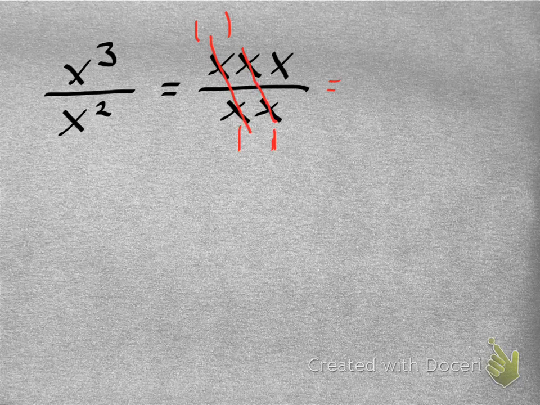So on the top, what do I get when I multiply this out? I get 1 times 1 times 1, which is x. And on the bottom, I get 1 times 1, which is just 1. And is there any sense to even bother dividing by 1? No, it's just x. All right? All right, let's do another one.